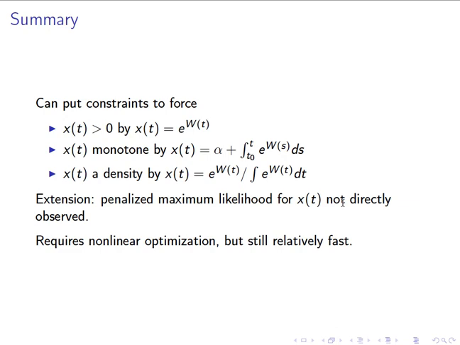So for all these three transformations, we will estimate the basis coefficients for w(t) by minimizing the penalized sum of squared errors. For the third case, when we have a density function, we will estimate the coefficients by minimizing the penalized negative log likelihood function. We don't have a closed formula for the basis coefficients, but we can obtain them by some numerical method.